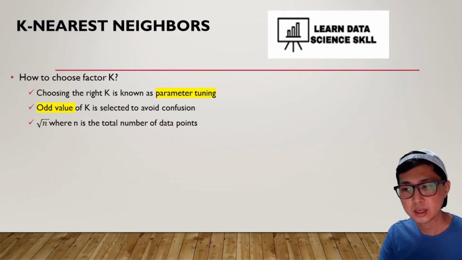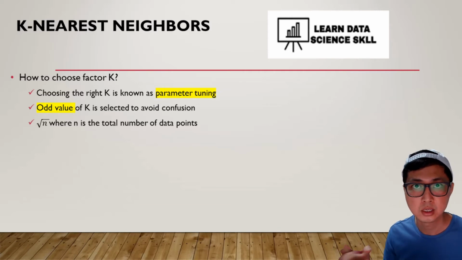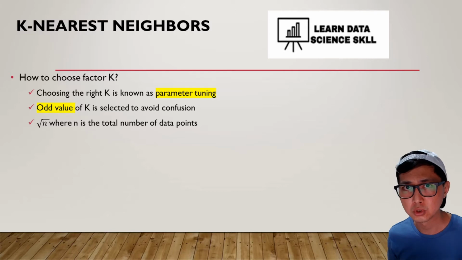And choosing the right k in the k-nearest neighbor algorithm is known as parameter tuning, and normally we will go for an odd number of k, because if you choose an even number of k, and let's say you have 2 neighbors that belong to dog, and 2 neighbors that belong to cat, the algorithm is going to be confused about whether this new data point should belong to a cat or dog. So make sure that you select an odd number of k.